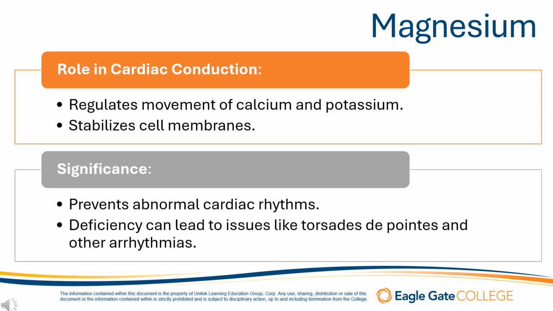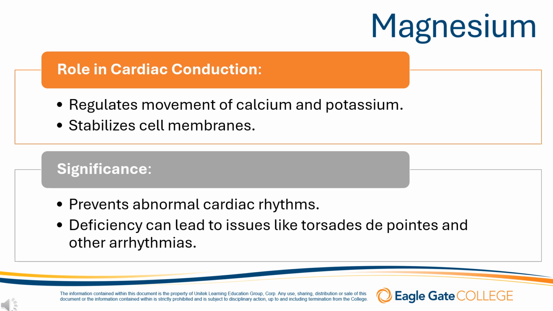Potassium plays a key role in repolarization, the phase where the cardiac cells return to their resting state after depolarization. Adequate levels of magnesium help to maintain the normal function of potassium channels, ensuring that the repolarization process occurs smoothly.